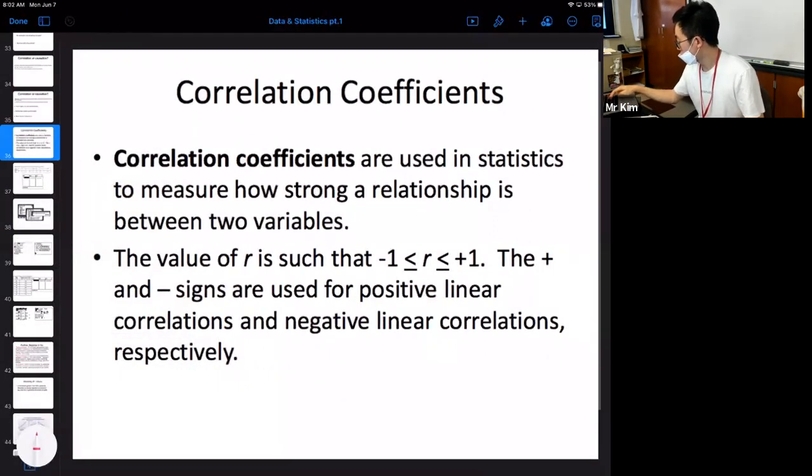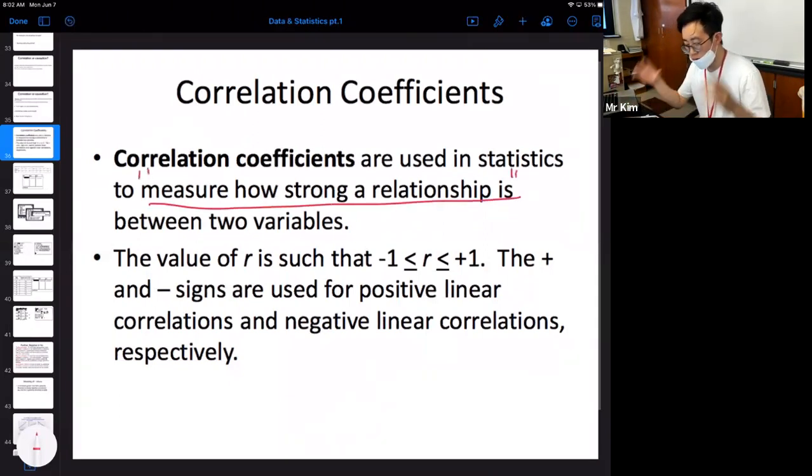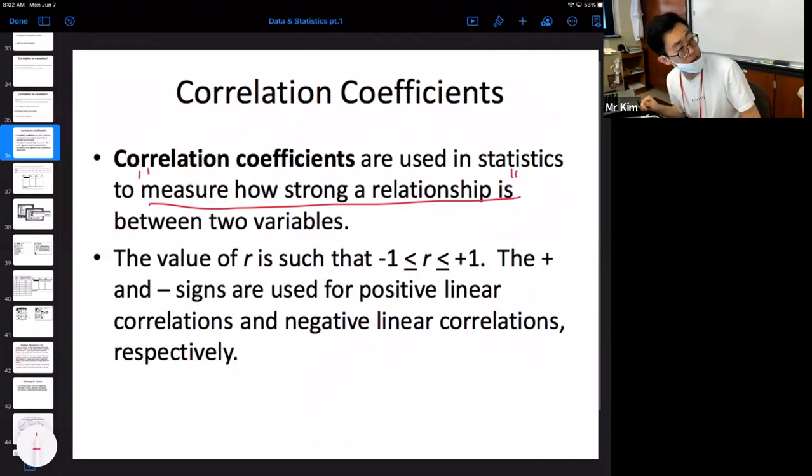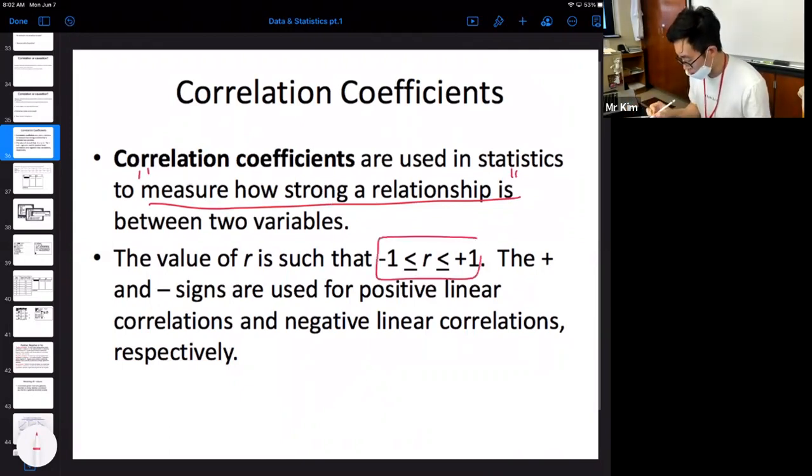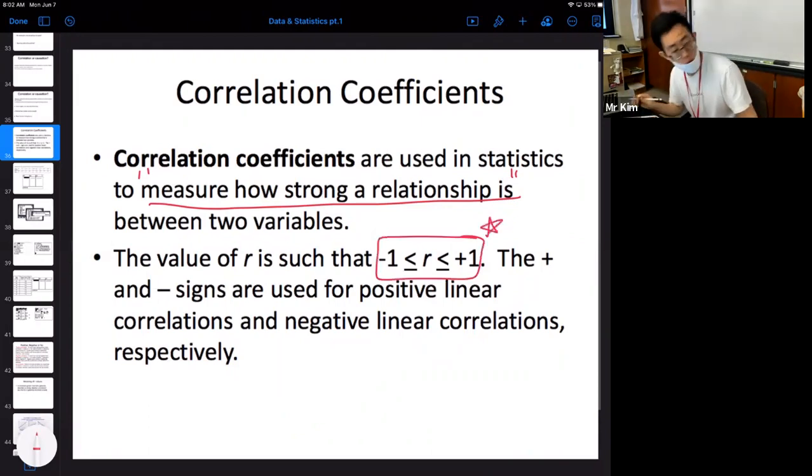So in the meantime, could you guys all just write down the definition for correlation coefficients? They are used in statistics to measure how strong a relationship is. This is pretty much the main gist of what this definition is about. And the value of R is between -1 to +1. This is super duper important.